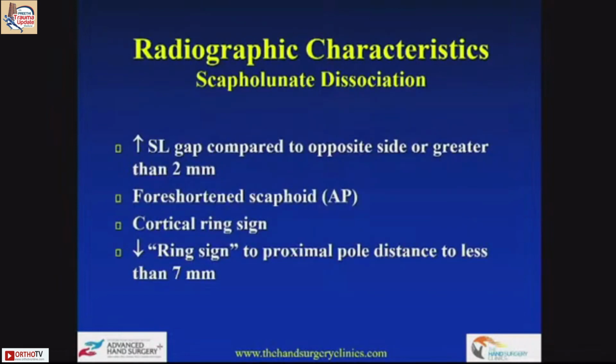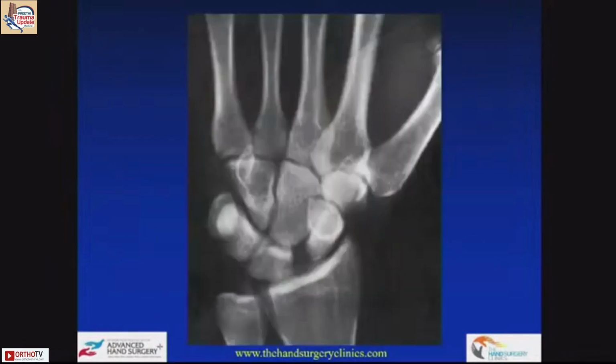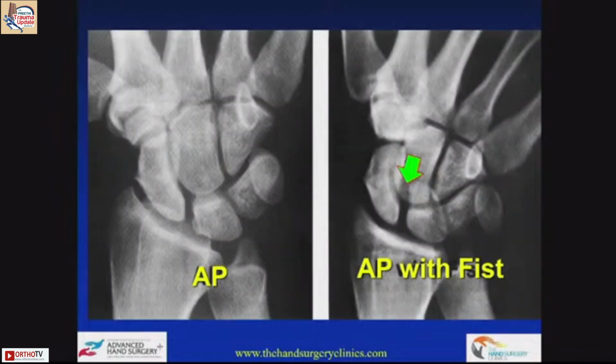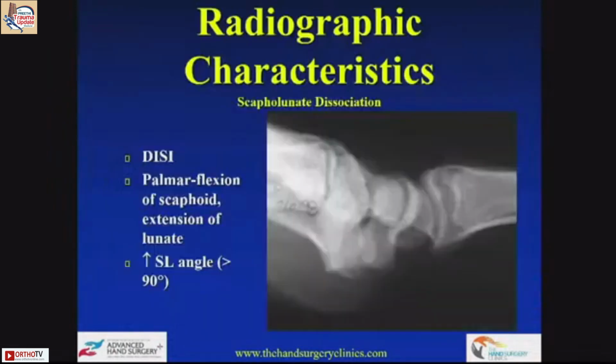What are the image characteristics that you would see on the x-ray? It will comprise the so-called Terry-Thomas sign, which is an increase in the diastasis or the gap between the scapholunate articulation, greater than 2 millimeters. There is a foreshortened scaphoid, indicating that there is a flexion of the scaphoid, which often results in the signet ring sign or the cortical ring sign. And on the lateral view, you would then see the DC deformity. The DC is basically an extension of the lunate along with the triquetrum. We'll understand that in a little bit.